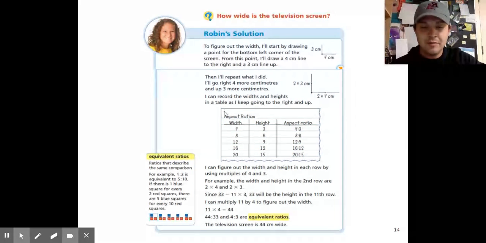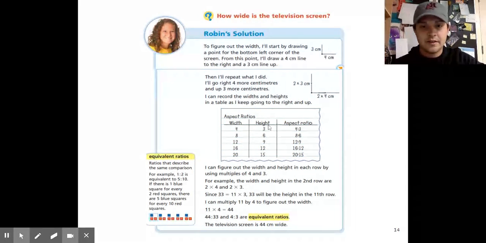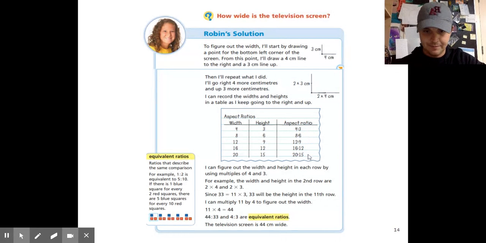Okay, so Robin makes a table, aspect ratios. She has width, height, and the aspect ratio. So she goes 4, 8, 12, 16, 20, 3, 6, 9, 12, 15, and then she builds her aspect ratio the whole time. 4:3, 8:6, 12:9, 16:12, and 20:15.